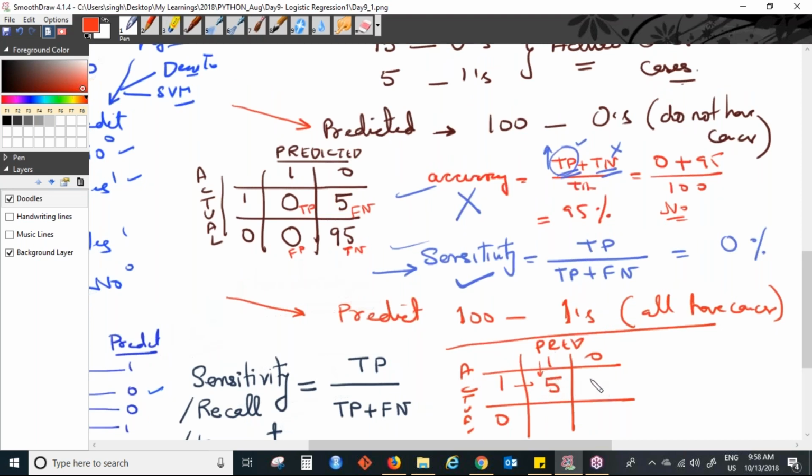What is this number? So you are not predicting any 0. You are predicting all ones. So this number will be 0 and this number will be 0. I can write 0 for this entire column because I am not predicting any 0 at all. I am predicting all ones. Right? And this number is 5. What is this number? Obviously it will be 95 because there are 95 zeros, but I have predicted 1. So this number will be 95.